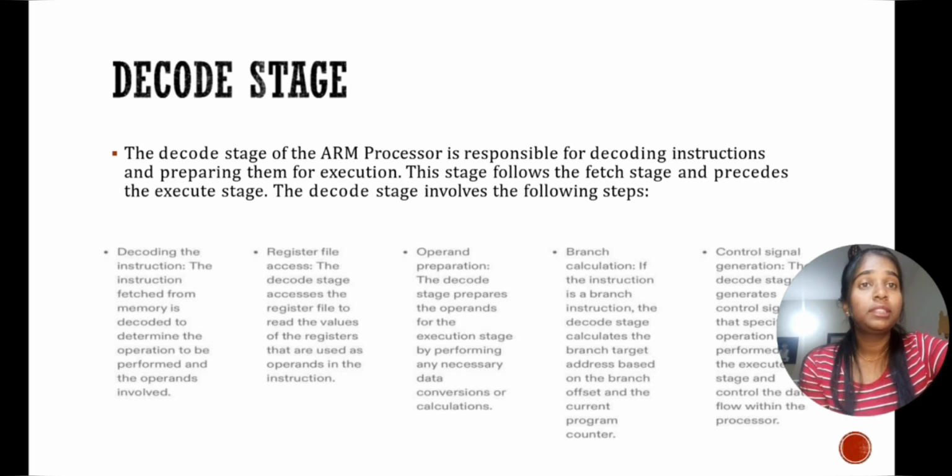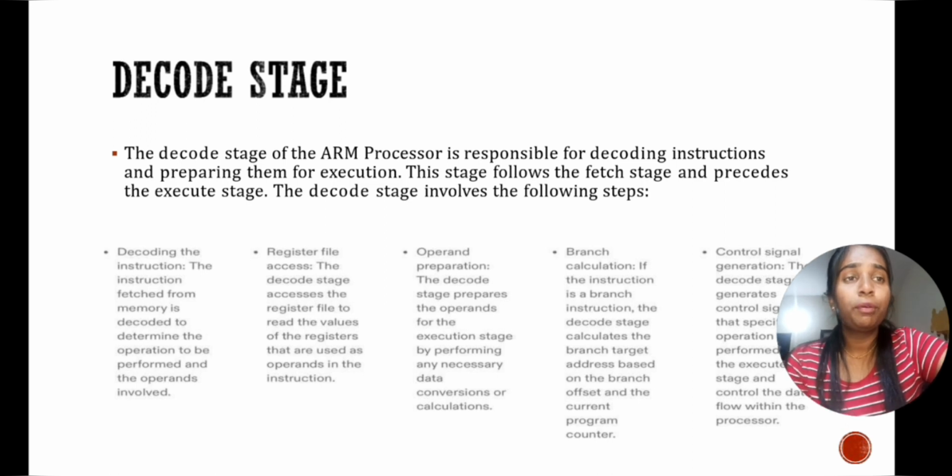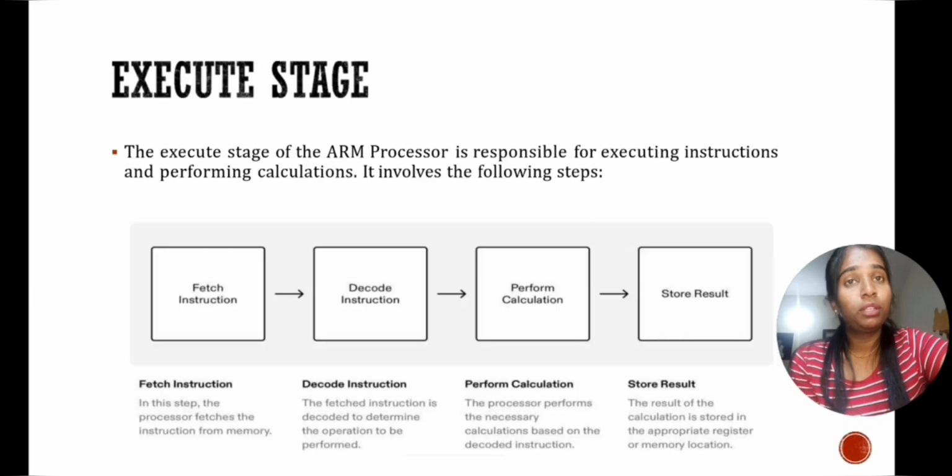Operand preparation: the decode stage prepares the operands for the execution stage by performing any necessary data conversions or calculations. Branch calculation: if the instruction is a branch, the decode stage calculates the branch target address based on the branch offset and the current program counter. Control signal generation: the decode stage generates the control signals that specify the operation to be performed, the execution stage and the control data flow within the processor.